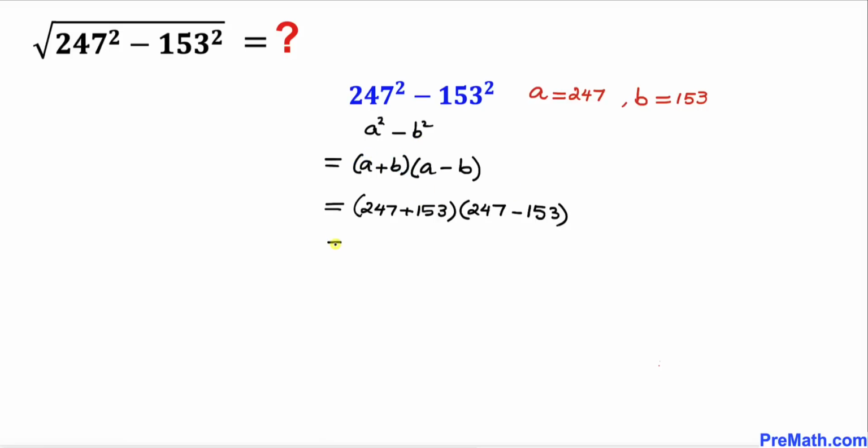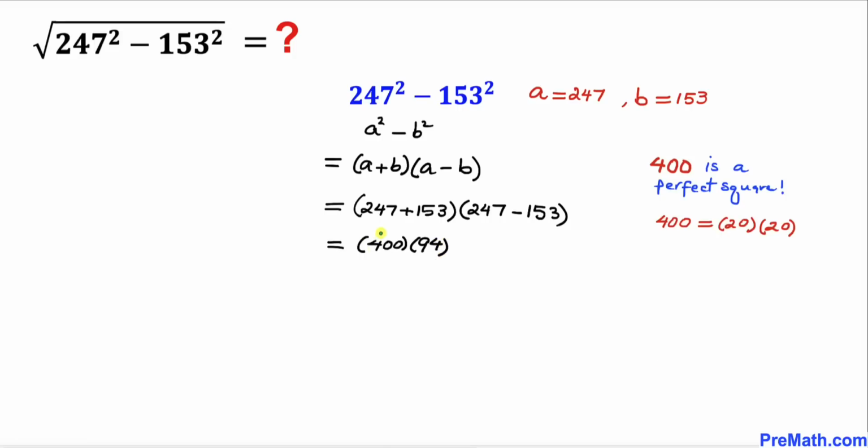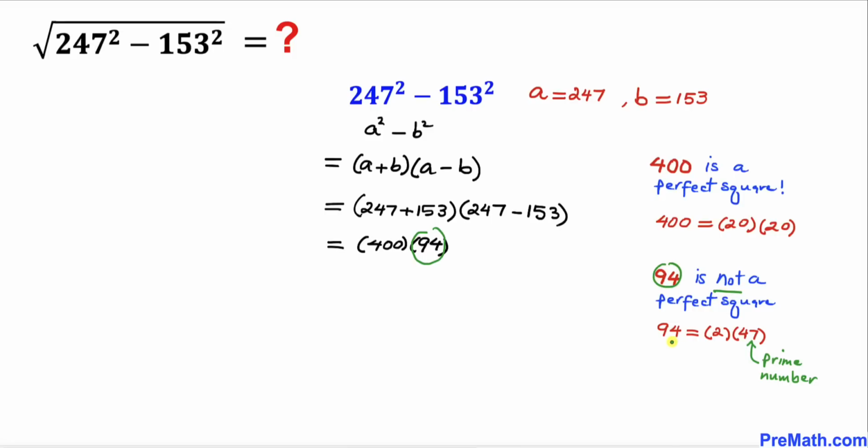Here I plugged back these values for A and B. Now if we add these numbers, we get 400, and if we subtract them, we get 94. Now we can see that 400 is a perfect square since it can be broken down to 20 times 20. On the other hand, 94 is not a perfect square since 94 can only be broken down to 2 times 47, and 47 is a prime number.